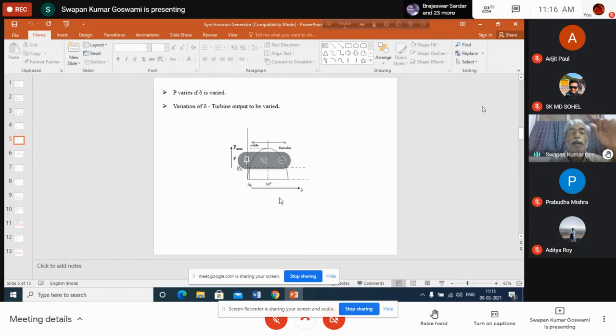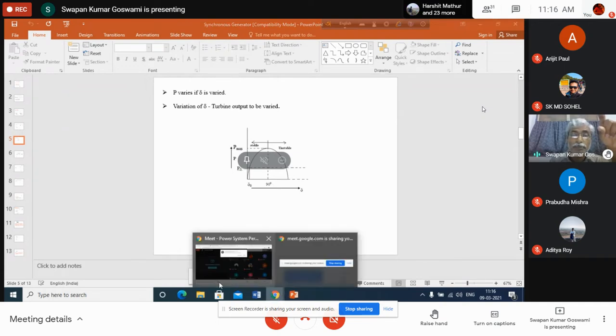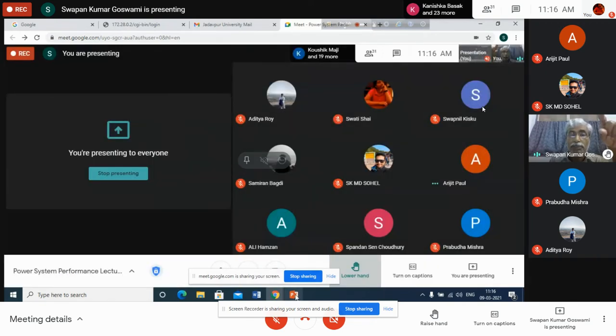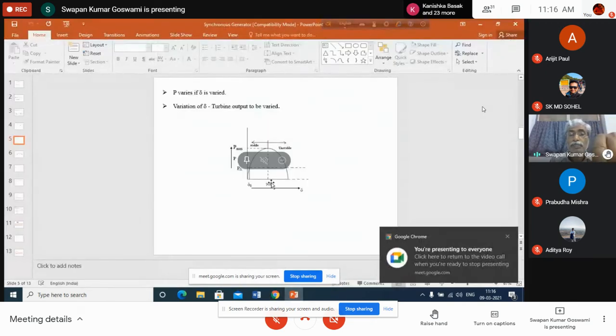This is the power angle curve. This power angle curve has a known peak. Okay, the peak is fixed. How much is the maximum value of the power? That we know. That is known to us. So this peak is known to us.